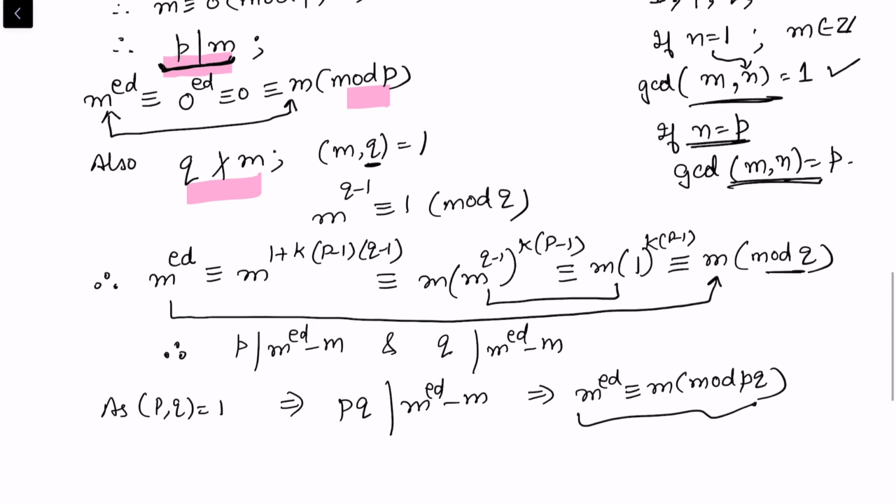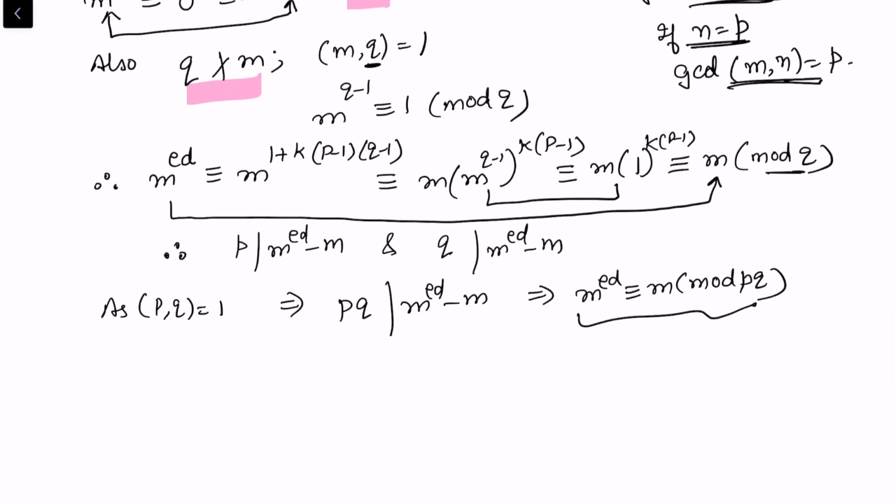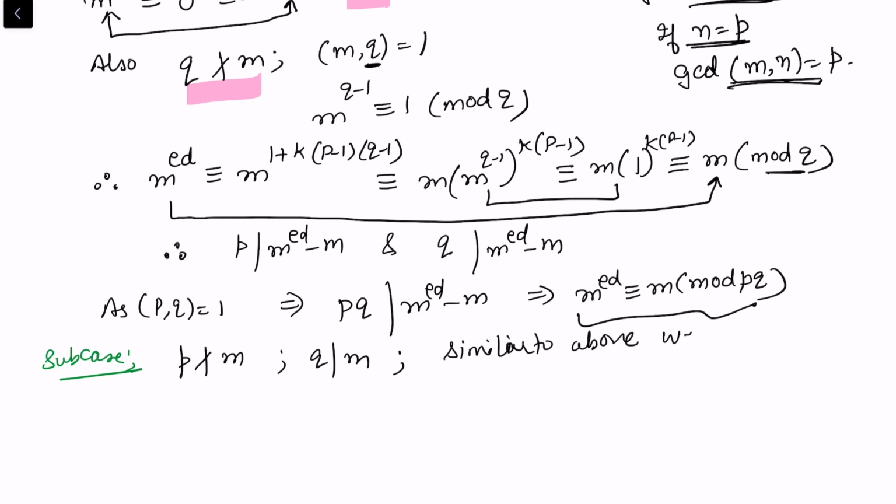And in the other possibility, the other subcase could be that p does not divide m and q divides m. Similar to the above calculations, we find m to the power ed is congruent to m mod pq. So this will hold. Now the third possibility is that both of them divide.